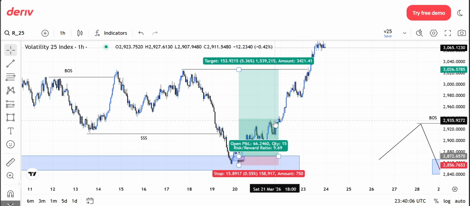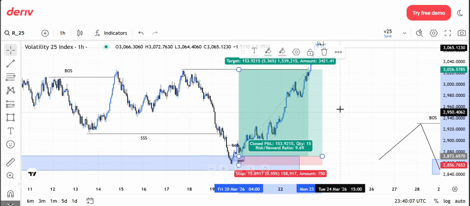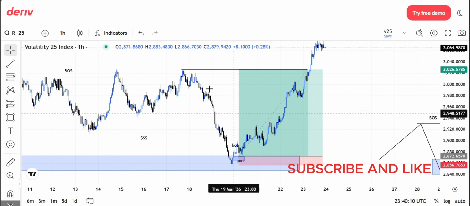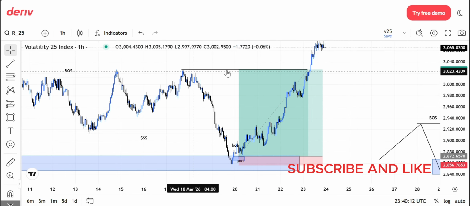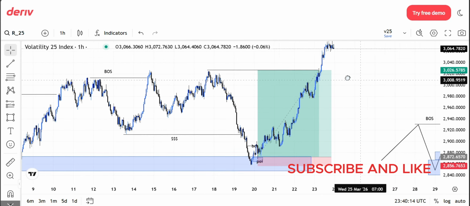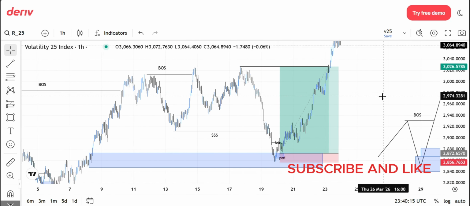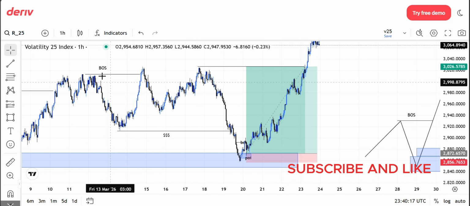Okay, but we saw that price actually came in, it tapped into our zone, it went up, it took out this high, it's still going up, but this would have been our exit. So this would have been a clean entry, a very clean entry.